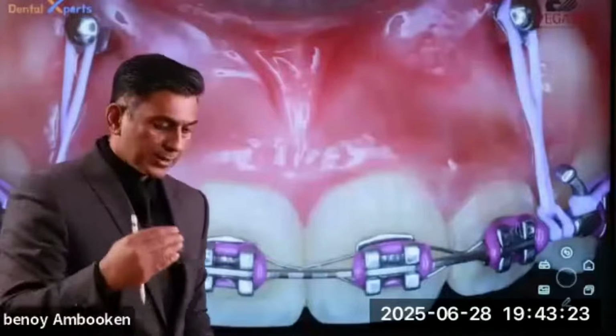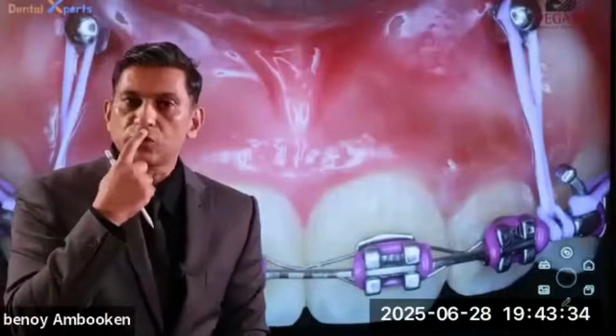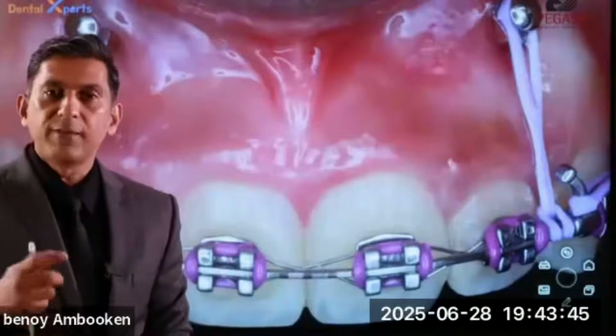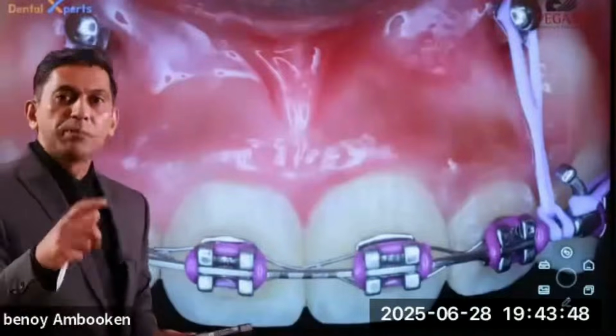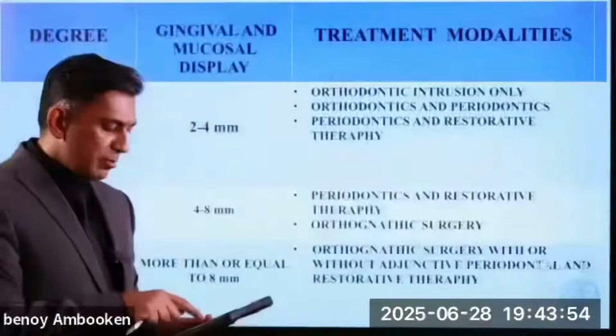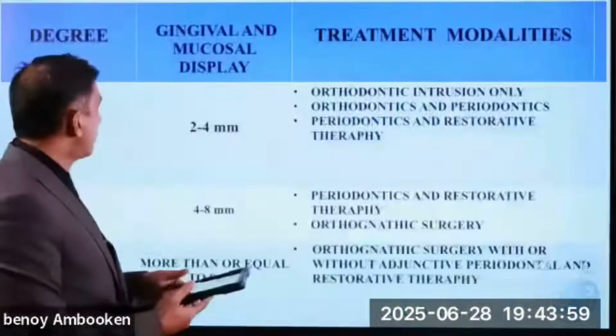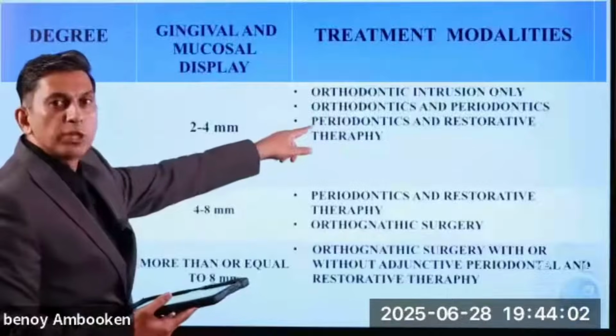So I repeat, next time a patient is coming to your clinic and telling that I have a dental proclination, that's my lip not closing. No, you have to check the etiology, whether it is dental proclination, or because of short lip, or increased crown height, or prognathic maxilla. Based on the etiology, you have to select the appliance. Same way, whenever a patient reports to you with gummy smile, don't think orthodontics alone is the treatment. You have a lot of treatment options when you consider your gummy smile, but you can correct your gummy smile of 2 to 4 millimeter with the help of orthodontic intrusion.